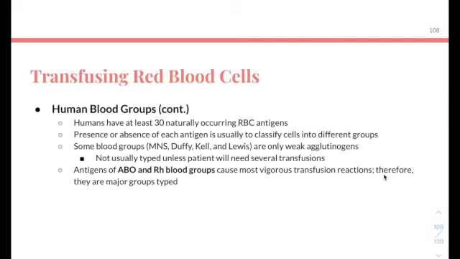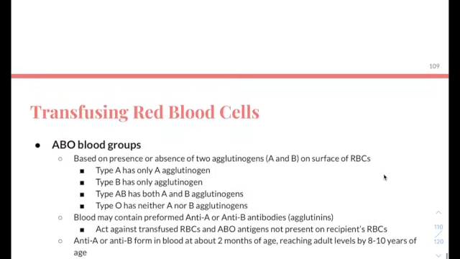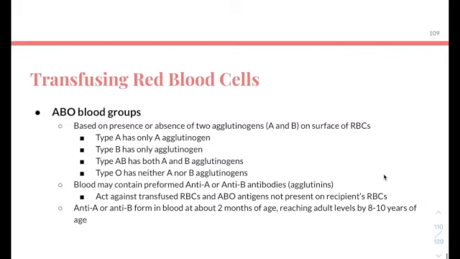So the main antigens that are looked for are the ABO and the Rh blood groups. Those are where most of the problems will occur if they're not matched up correctly. So type A blood only has the A agglutinogen. Type B has only the B agglutinogen. AB has both A and B, while type O has neither.